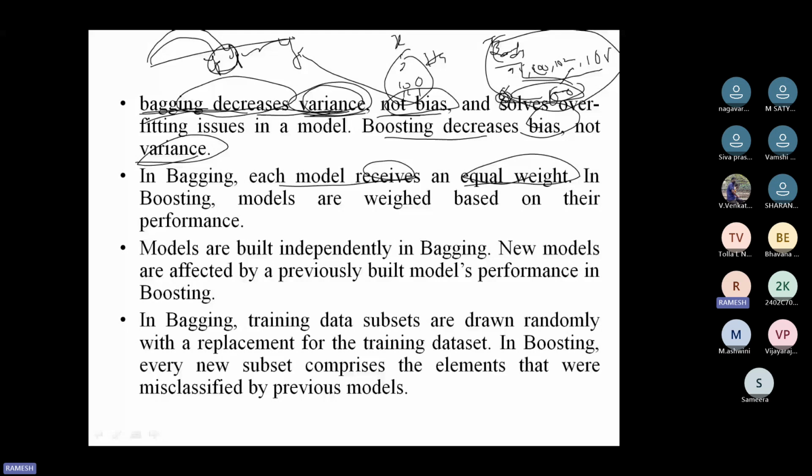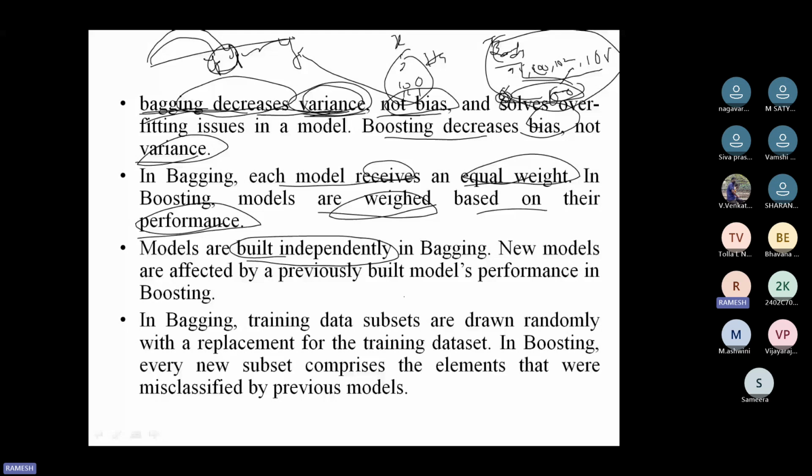All outputs are equal. But in boosting, the model weightage is based on performance, on how much confidence they show in their approach. In bagging, all the models are executed independently, but boosting is a sequential process, so they depend on each other. The second model depends on the first model, which is trained on the complete data set.